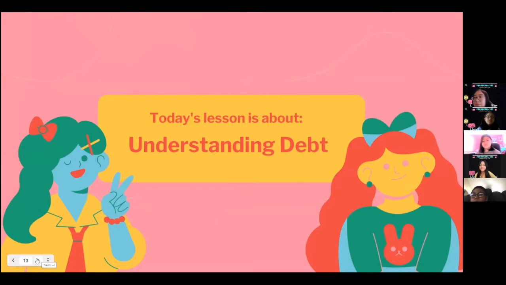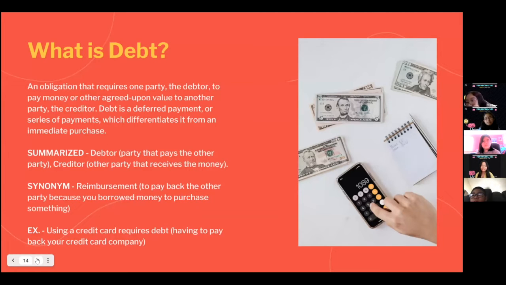Today's lesson is about understanding debt. So first, we have to understand the definition of what debt is. Debt is an obligation that requires one party, the debtor, to pay money or other agreed upon value to another party, which is the creditor. Debt is a deferred payment or a series of payments, which differentiates it from an immediate purchase.